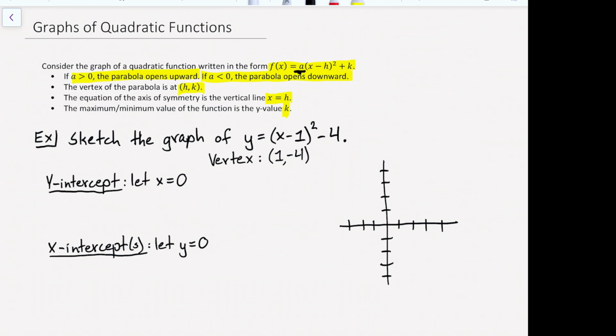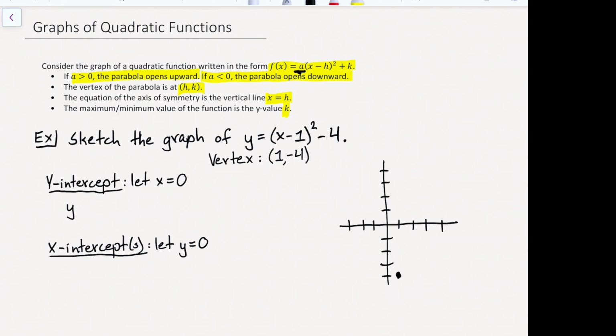Let's practice sketching the graph of a quadratic function by plotting a few points first and then showing the picture. So if our function is y equals (x minus 1) squared minus 4, I already know that the vertex is at (1, negative 4), and I could show that point on the graph. It's also a good idea to show the y-intercept and the x-intercepts. Those are important points on the graph of any function.